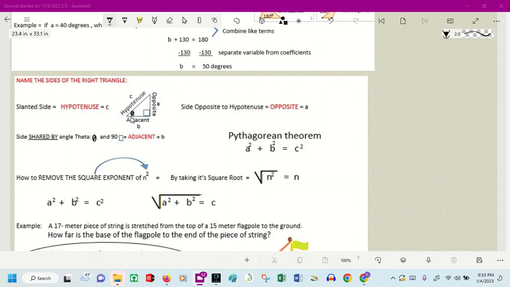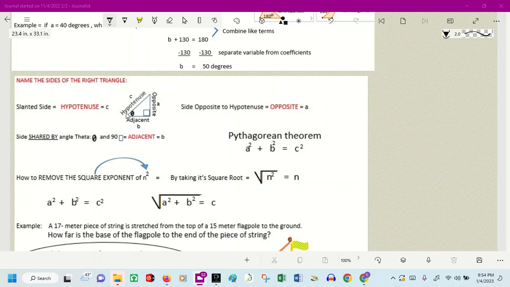And the side of the right triangle that has the angle you're looking at and the 90-degree square, that side is called the adjacent side. The side that has the angle you're looking at, which we call that angle theta, and the 90-degree angle. The side that shares both of those is called the adjacent side.